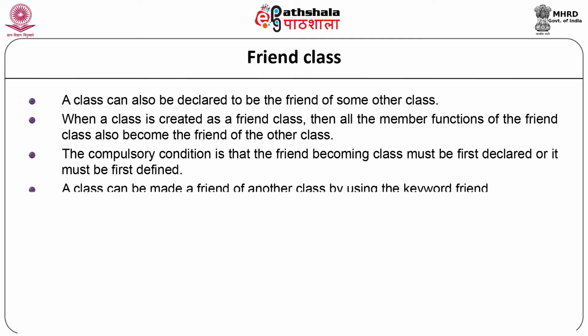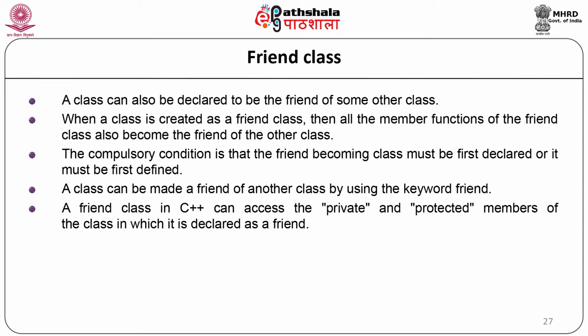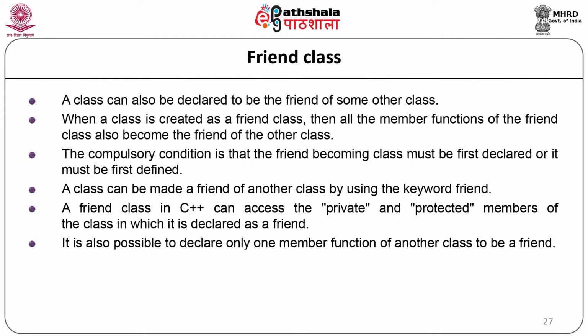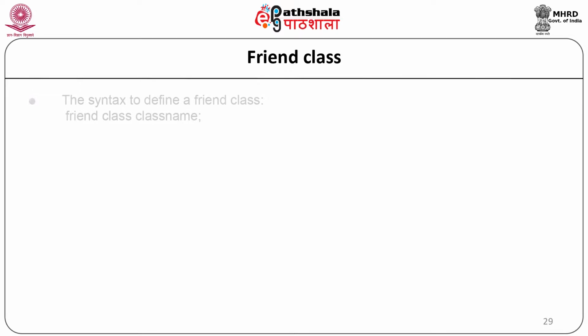A class can be made a friend of another class by using the keyword friend. A friend class in C++ can access the private and protected members of the class in which it is declared as a friend. It is also possible to declare only one member function of another class to be a friend. When granting access to a class, it is a must to specify that the access is granted for a class using the friend keyword. The syntax to define a friend class is as follows: friend class class name, semicolon.